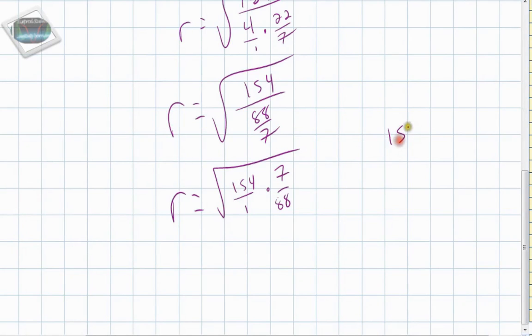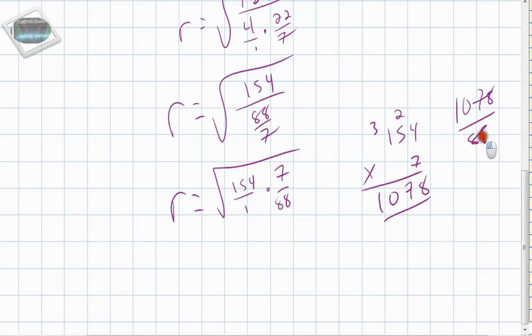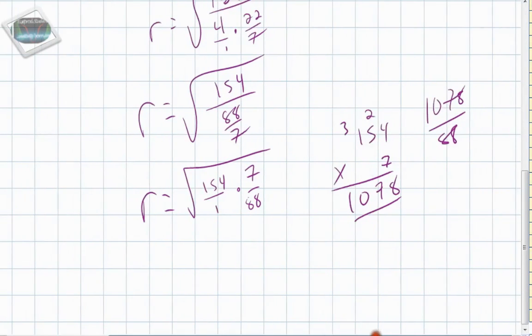So 154 times 7, this is 7 times 4 is 28. We're going to bring up the 2. This is 35, 37. Bring up the 3, and this is 10. Then it's going to be 1078 over 88. We're just going to try to simplify this into something that we can possibly understand as best we can. So let's see, what can we divide both of these numbers by?